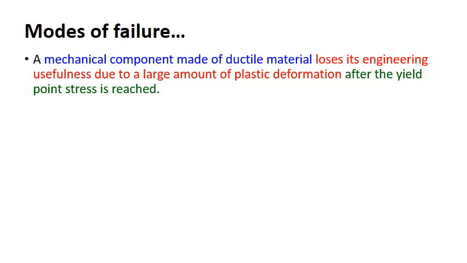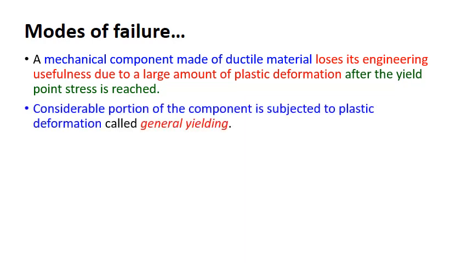Now let us come to the second category, failure by general yielding. For example, you have employed a ductile material in your machine element. When will it lose its functionality or its usefulness? Obviously, when it enters into the plastic zone, right? Because it starts to lose its original shape, then it cannot deliver its function. So there are two types of yielding. One we call general yielding, and then local yielding.